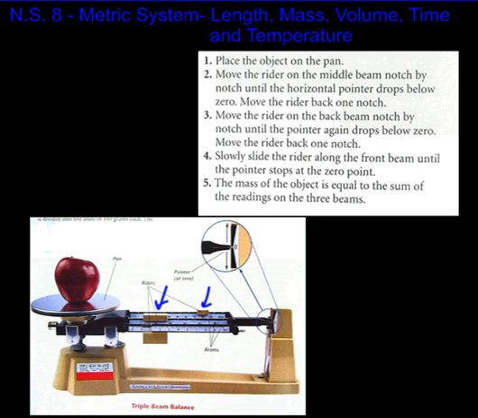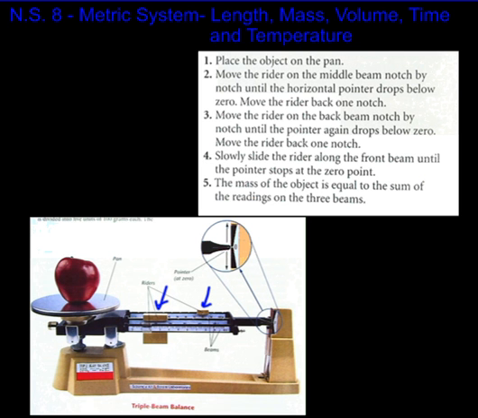A couple of other important things to remember when using a triple beam balance. When you carry it, make sure you carry it by the base with 2 hands. Make sure you set it flat on your table. It can't be sitting on books or papers or anything like that. It has to be flat on the table and level.